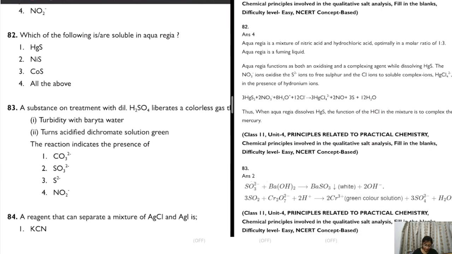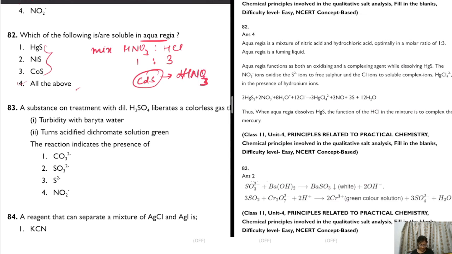Which of the following is or are soluble in aqua regia? What is aqua regia? See, it is a mixture of nitric acid and hydrochloric acid in 1 is to 3. Initially when we mix both of the acids, we get a colorless solution, but within a few seconds it forms a yellow solution. It is very reactive, it can dissolve mostly anything. So it will be able to dissolve all of these, but it will not be able to dissolve CdS. Keep this in mind. Why? Because it is dissolved in HNO3.